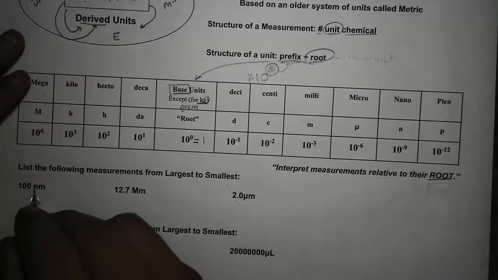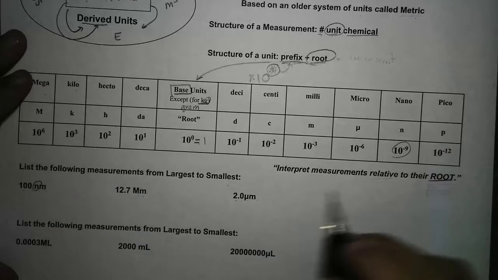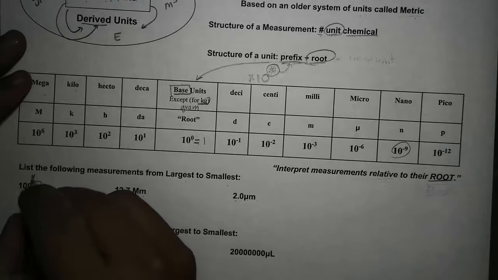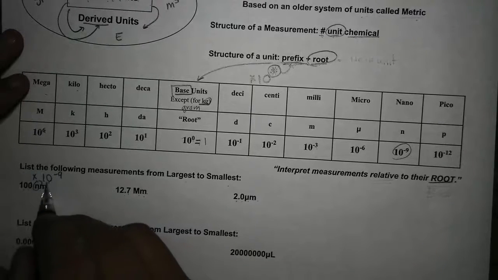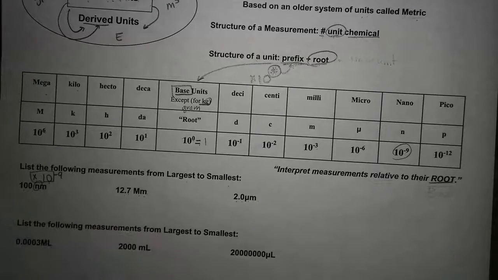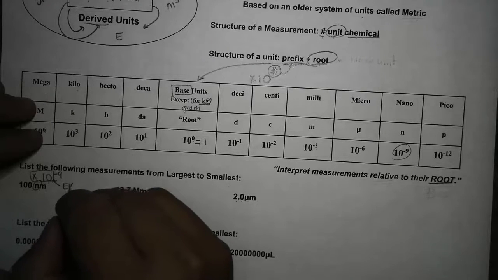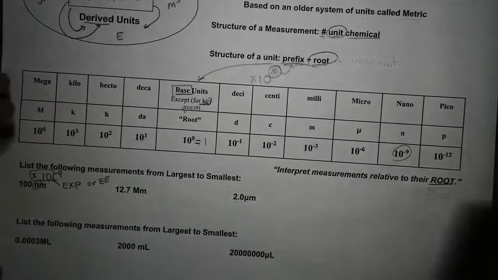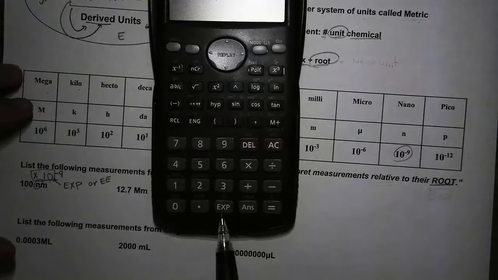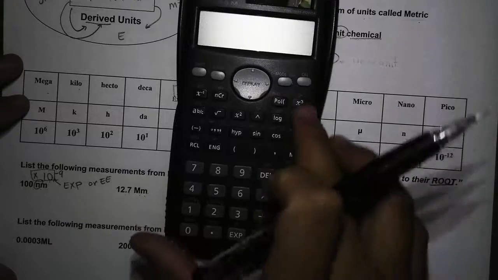So we have 100 nanometer. Look at the nano. The nano is 10 to the negative 9. So basically, we have 100 times 10 to the negative 9. The beautiful thing about times 10 is that on our calculator, we have a button that represents times 10, and that button is EXP or EE. In this case, I have this calculator here. You can see that button, EXP, right there. That represents times 10 to the power of something. In this case, that something is 9. So let me show you how that works.